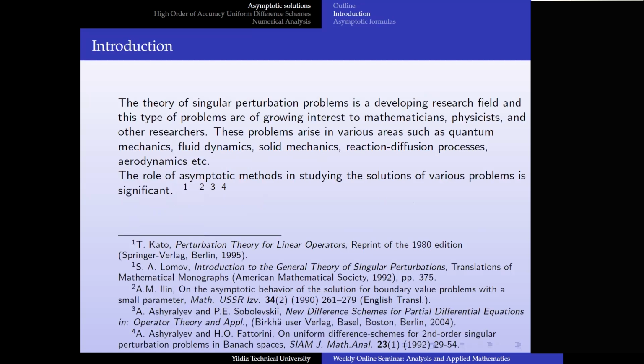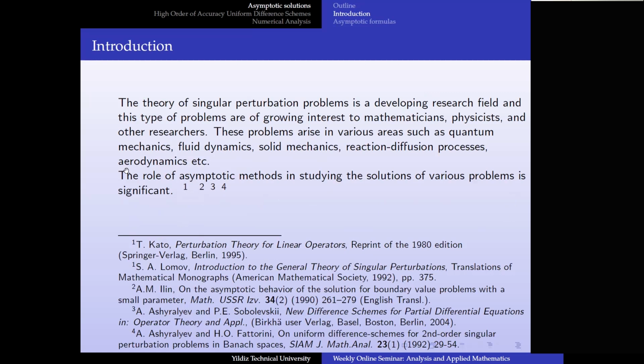So the theory of singular perturbation problems is a developing research field, and this type of problem is of growing interest to mathematicians, physicists, and other researchers. These problems arise in various areas such as quantum mechanics, fluid dynamics, solid mechanics, reaction diffusion processes, aerodynamics, etc. So the role of asymptotic methods in studying the solutions of various problems is significant.